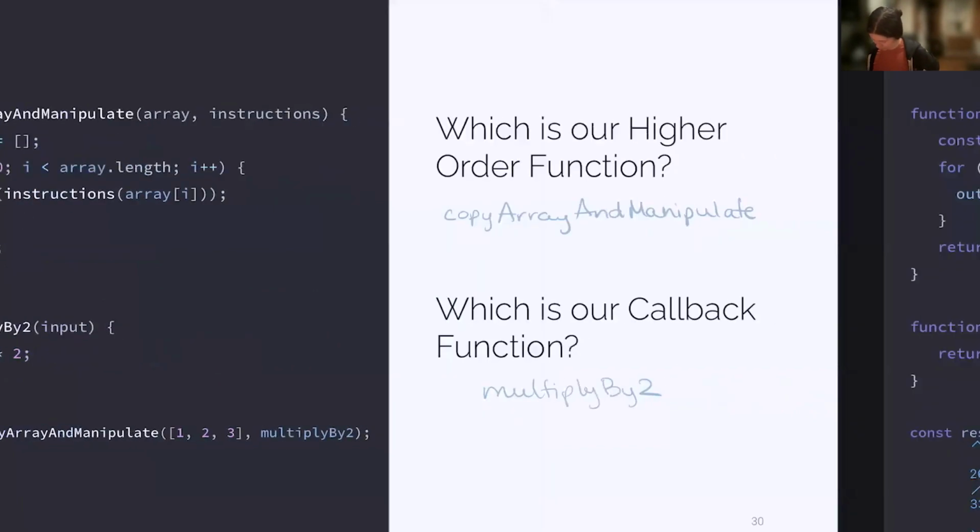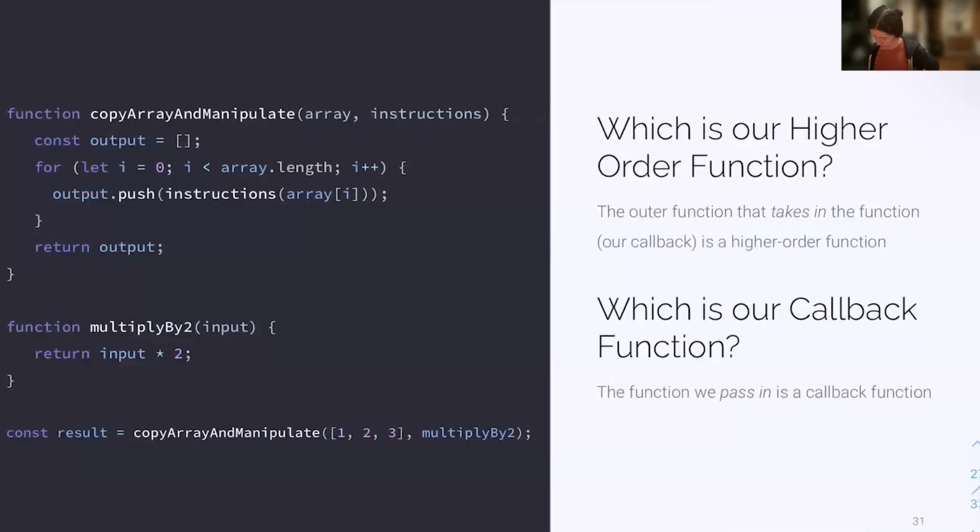All right, let's just look at the proper definitions of these. Highlight these again if my highlighter works. So, a higher order function takes in a callback as an argument. The outer function that takes in a callback.